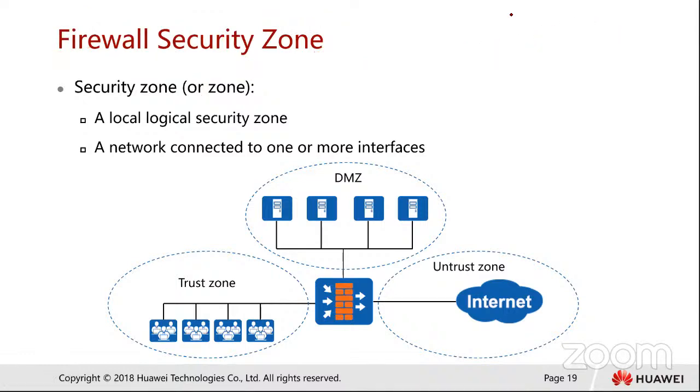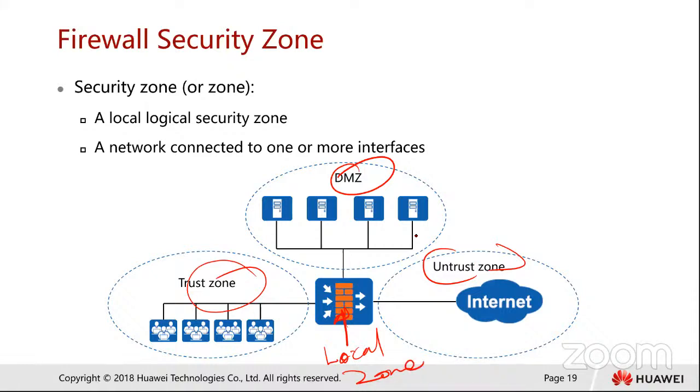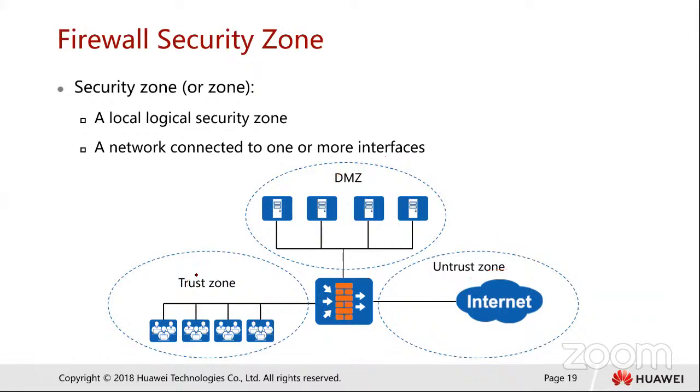The default zones on a firewall are the DMZ, the demilitarized zone, the untrust zone, the trust zone, and also what we are calling the local zone. The local zone is a zone inside our firewall, the firewall zone itself. So we have the local zone, the trust zone, the DMZ, and the untrust zone. Usually the local zone has the highest number because it's part of the firewall. The trust zone has the second highest number, then the DMZ, and then the untrust zone has the lowest number.